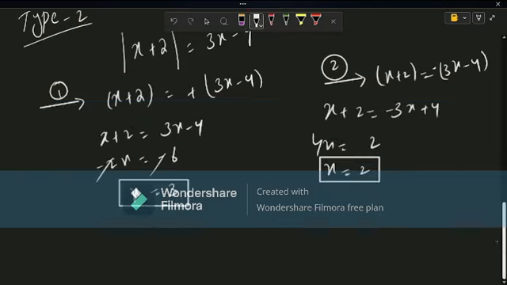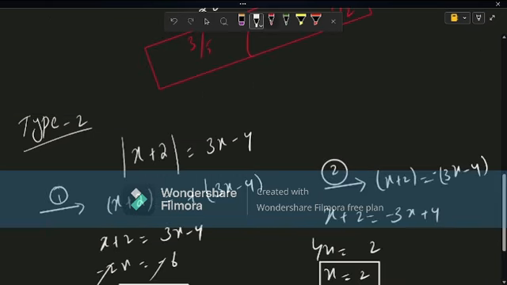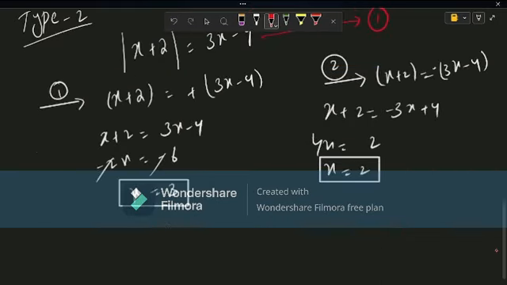So let's plug back both answers in equation number 1, that is the actual question you have, and check which value of x is going to satisfy this equation. That will be the final answer. So our first choice is x is equals to 3. So put x is equals to 3 in equation number 1 to check whether it is satisfying the equation or not. So let's plug back.